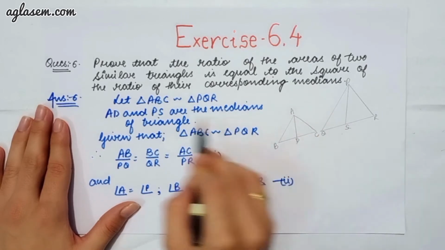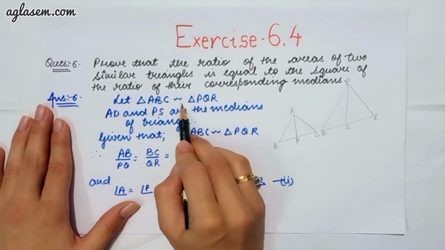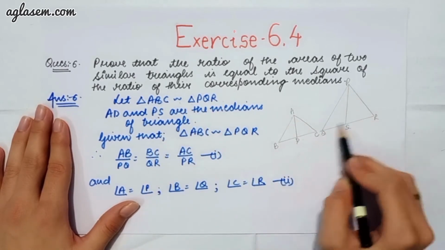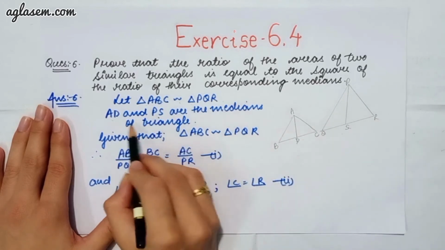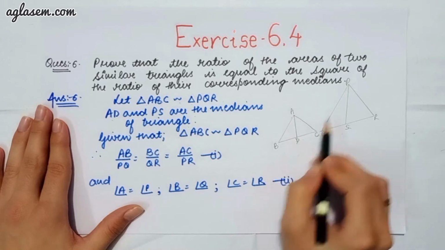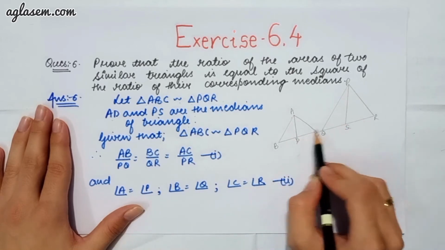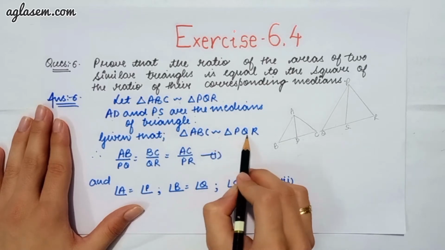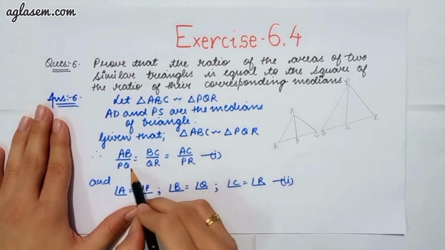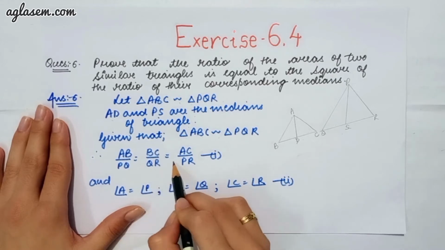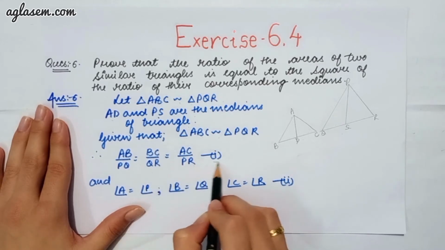So here we have to let triangle ABC be similar to triangle PQR. That is, this triangle is similar to this triangle. And now AD and PS are the medians of the triangles. It means AD and PS are the medians of these two triangles. Given is that triangle ABC is similar to triangle PQR. So here AB divided by PQ is equal to BC divided by QR is equal to AC divided by PR will be our first equation.